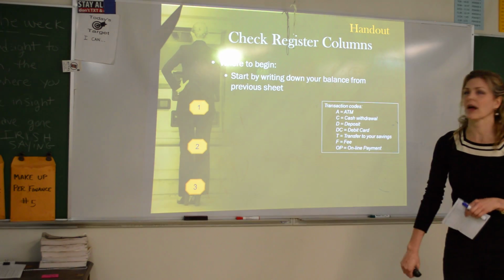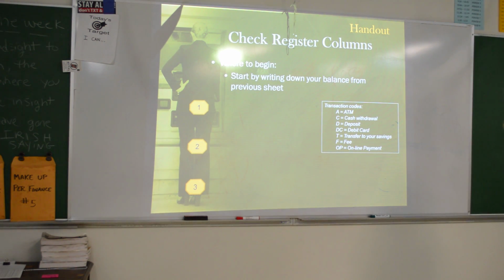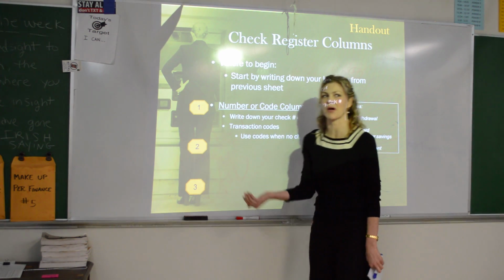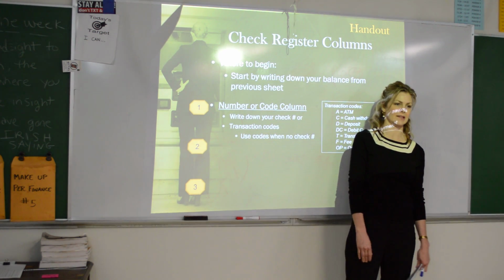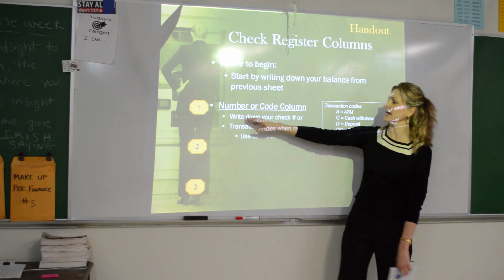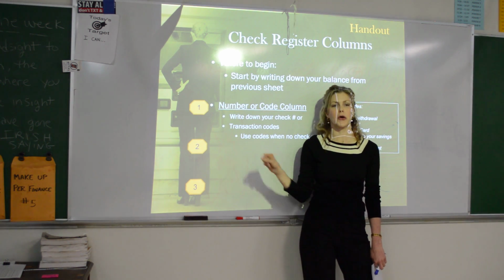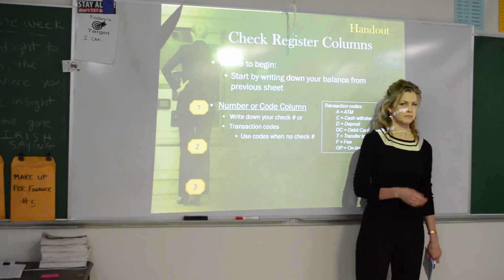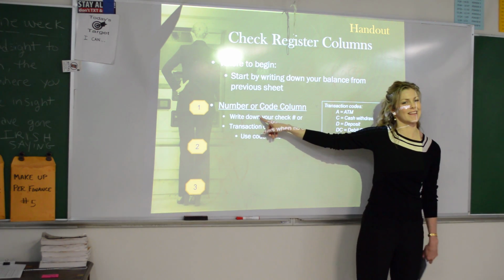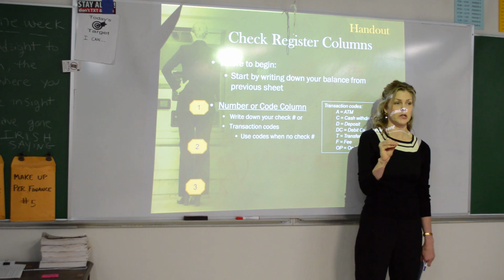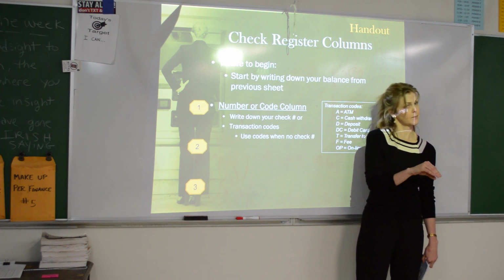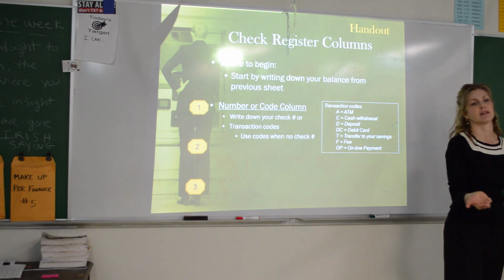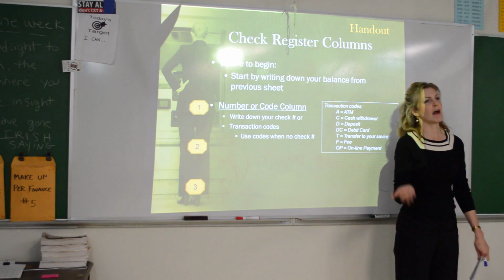So let's talk about the very first column, all right? The very first column, surprisingly, tends to be one of the more challenging ones for students, okay? It is the number or code column. This is where you're going to indicate the check number that you are writing to somebody, or a code for the type of transaction, all right? But let's talk about the check number.